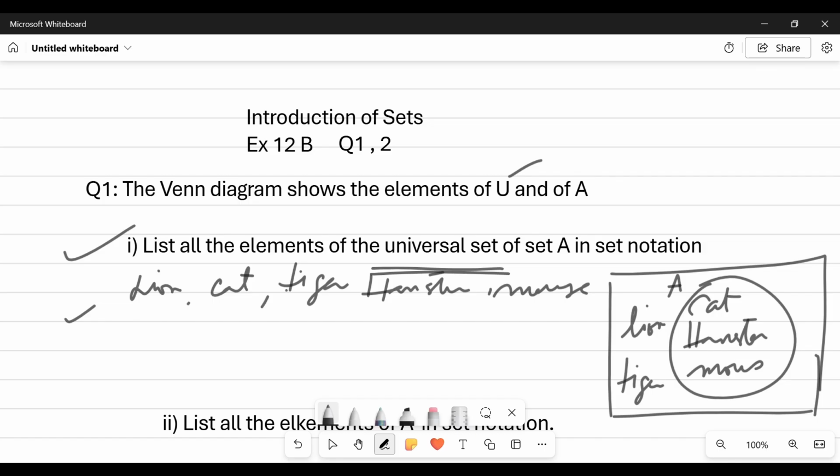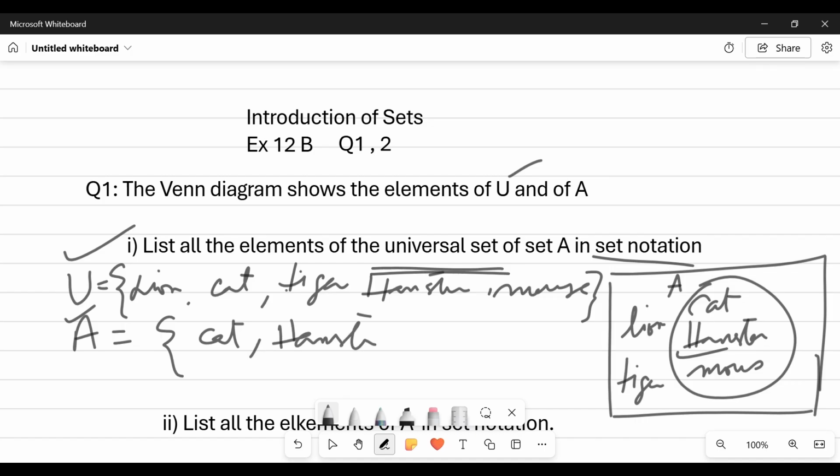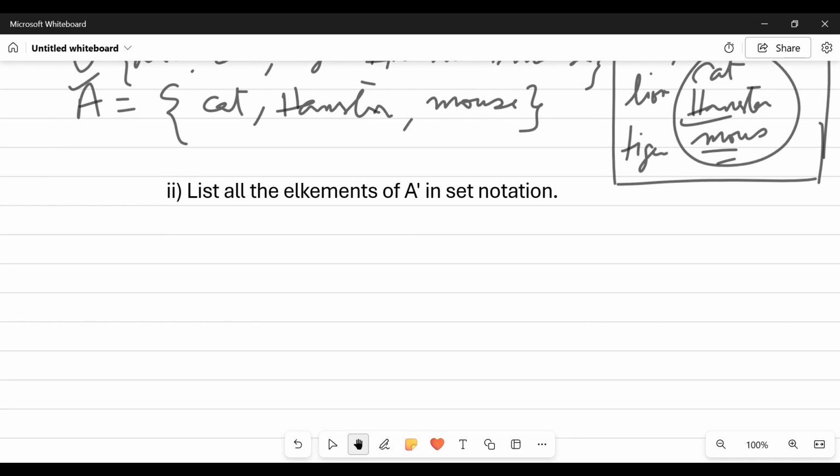Here you need to write down in set notation. So curly brackets, very important, and the symbol of the universal set. The second thing they are saying is to write the set A in set notation. So you need to write down the elements of set A, which are inside the circle: cat, hamster, and mouse. These elements belong to your set A. Now the second part is to list all the elements, spelled ELEMENTS.